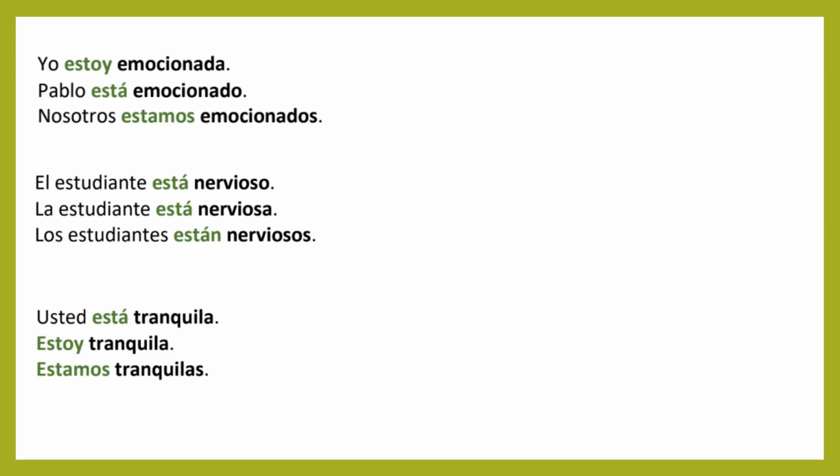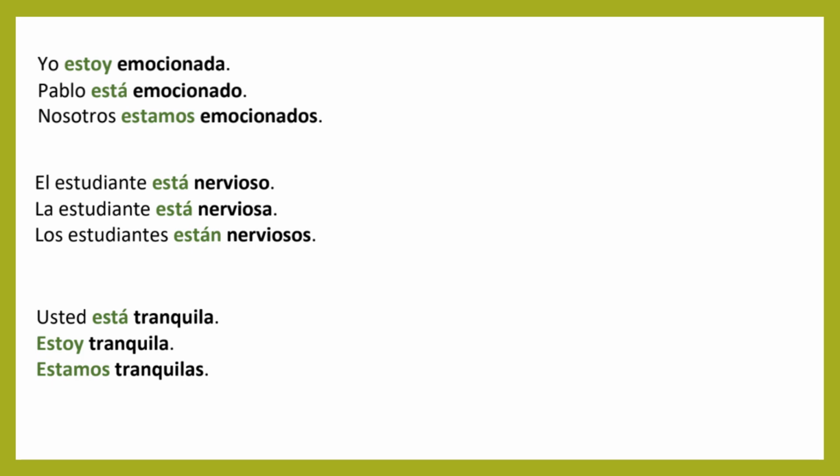The last group of sentences are using the word tranquilo. So we have usted está tranquila, estoy tranquila, and estamos tranquilas. So now the three plural adjectives are emocionados, nerviosos, and tranquilas. And we see that the verbs that go with them are estamos and están. That's very important because those are on the right side of the chart because they're plural.